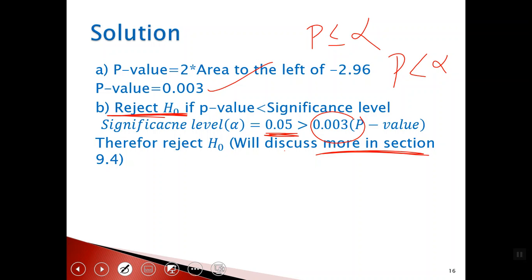In this section, you should know how to calculate the p value and what the significance level alpha is. Then compare those two values and take your decision based on p value less than or equal to alpha, or p value greater than alpha, which means reject or do not reject H naught. That's the main thing you should know from section 9.3.